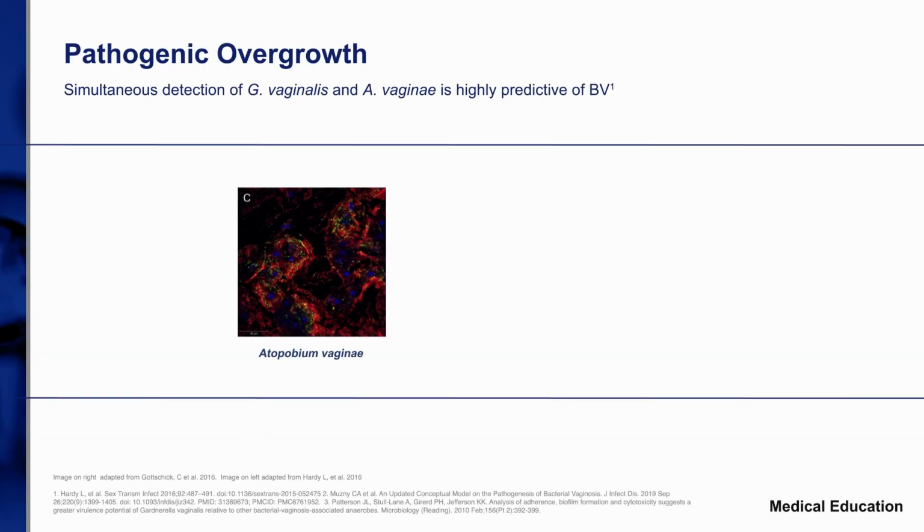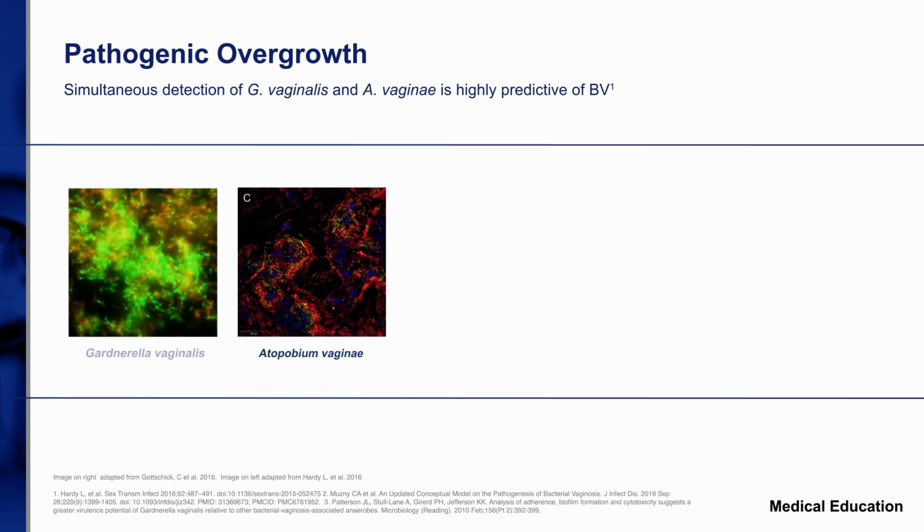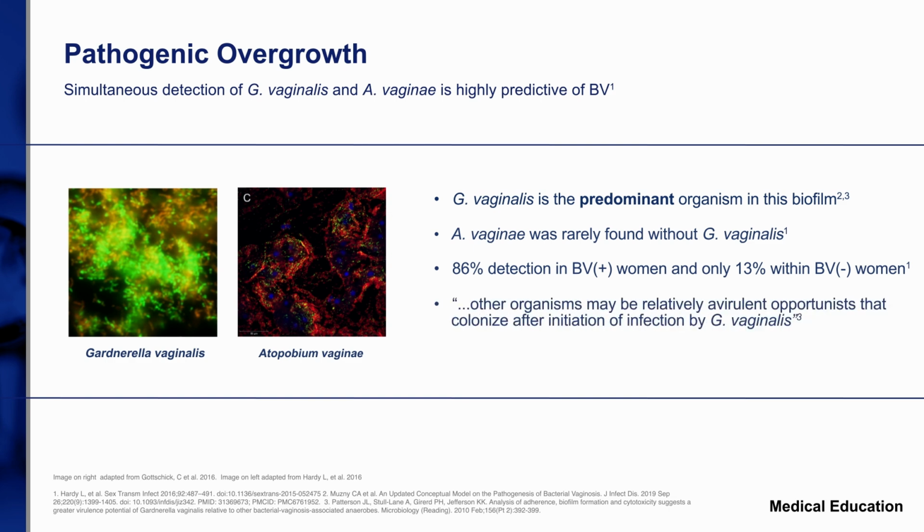One such species that has now been well understood is Etopobium vaginae, which is often found as part of the BV biofilm along with Gardnerella vaginalis. Studies have shown that Etopobium vaginae is rarely considered the sole cause of BV and is often found with Gardnerella vaginalis, thereby making the detection of these two organisms highly predictive of bacterial vaginosis. Therefore, for accurate diagnosis of bacterial vaginosis, a single target assay for Gardnerella is of less utility than those that detect other BV-associated pathogens such as Etopobium in relation to the normal flora of the vaginal microbiome.